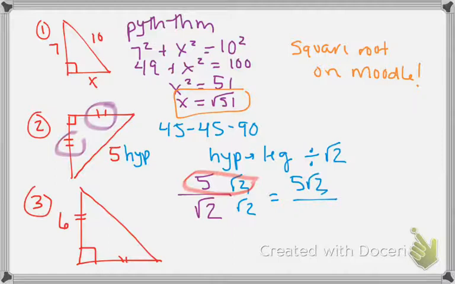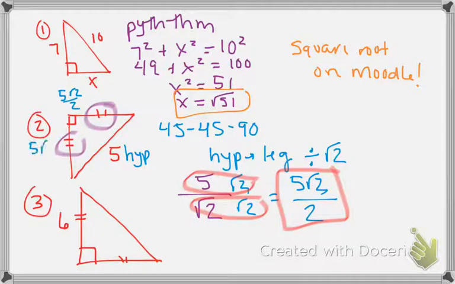2. And then we multiply across the bottom. Any square root times itself is just the number underneath. So root 2 times root 2 is 2. I would want to check and see if I can simplify this 5 and 2, but I can't. So that is my answer. So both of these legs are going to be 5 root 2 over 2. So it looks funky, but that's our answer.